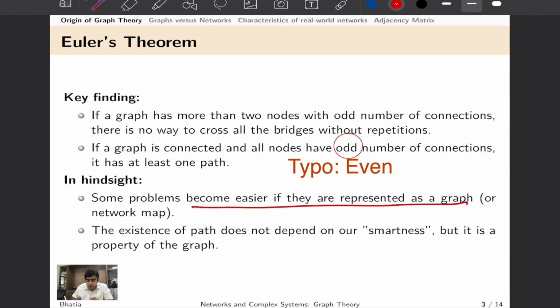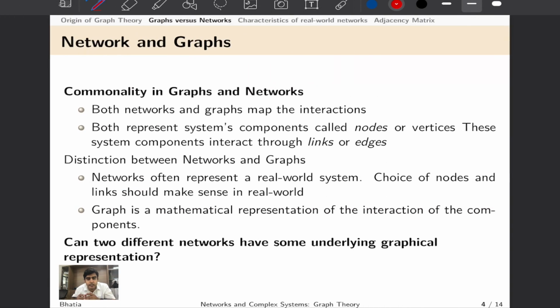course. Also, the existence of a path does not depend on how smart we are, because I'm sure as soon as we saw this puzzle, we might have started tracing our pencils on this graph. But the point here is, it is a property of a graph, rather than being how intelligent or ingenious you are. You would never be able to solve this particular equation or system, because graph theory guarantees that such a path does not exist.